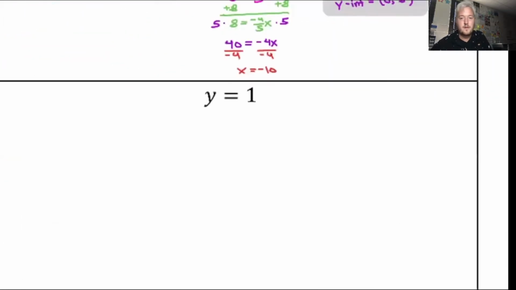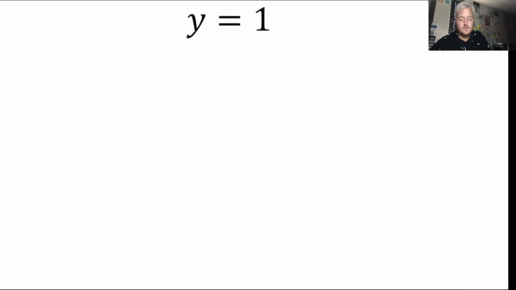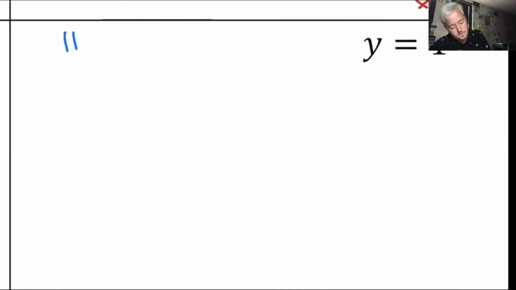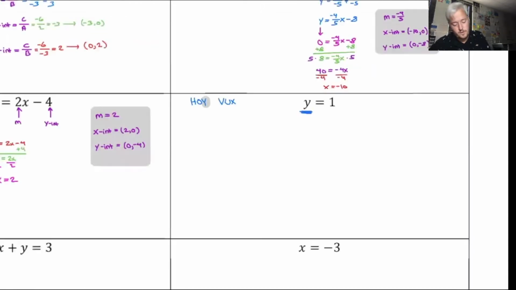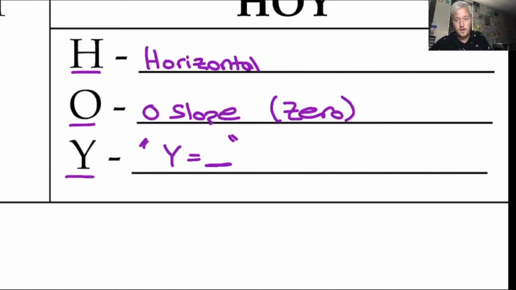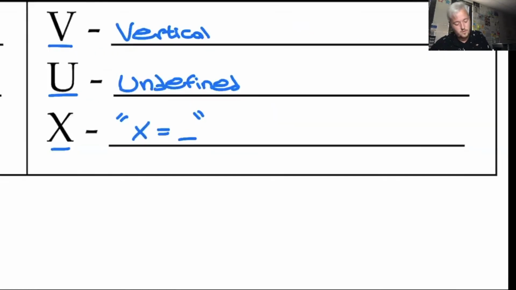All right. So looking at this next one here. If you remember, now we have y equals 1. So if you think back to Hoibots, look here how we have a y equals. Because we have a y equals, that means that we're going to be using Hoi. Hoi up here means we're going to have a horizontal line with 0 slope, and it's a y equals equation. So you're really looking to see if it's a y equals or an x equals equation before you really even look.